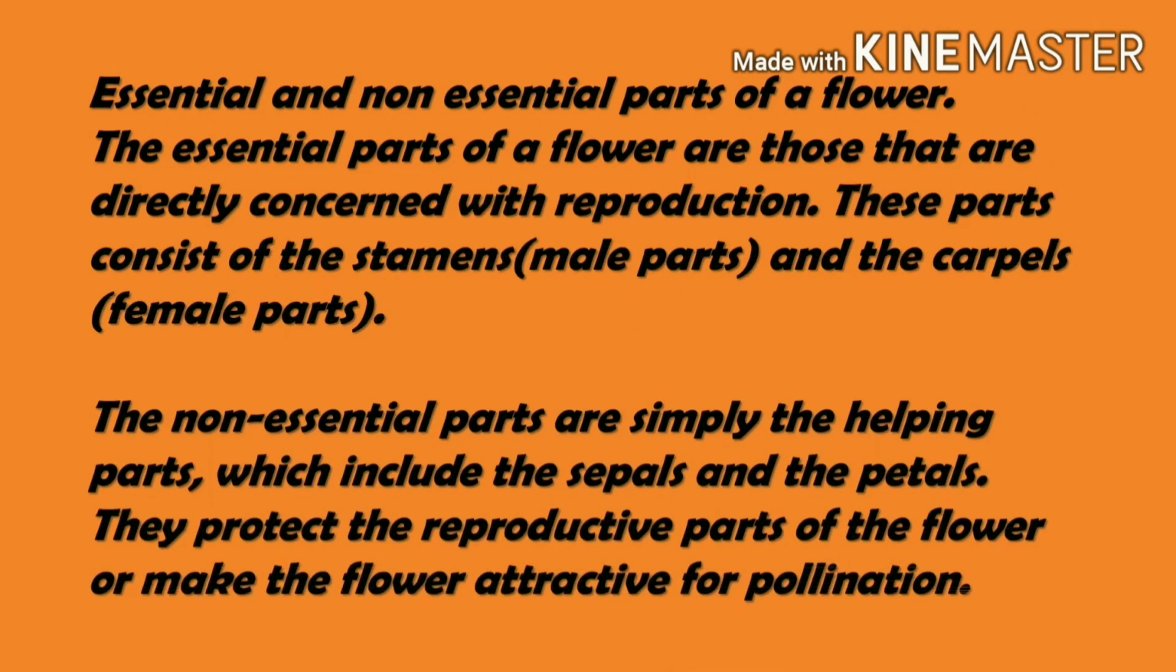Essential and non-essential parts of a flower. The essential parts of a flower are those that are directly concerned with reproduction. These parts consist of the stamens, that is the male part, and the carpels, that is the female part. The non-essential parts are simply the helping parts, which include the sepals and the petals. They protect the reproductive parts of the flower or make the flower attractive for pollination.